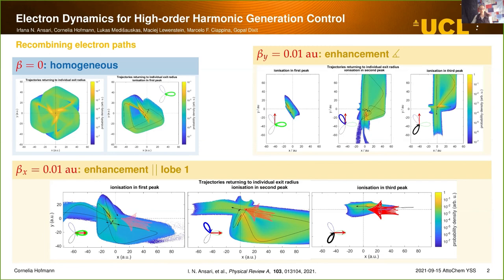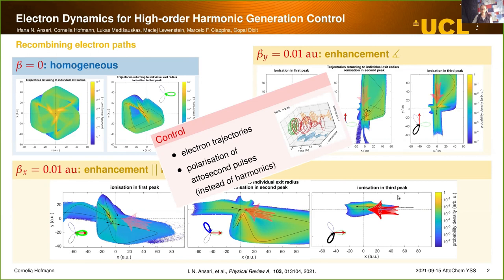Of course, this complicated dynamic also depends highly on the relative geometry of the enhancement and the driving field that we're choosing. So in the second example, the enhancement is not aligned with either one of the lobes, and the resulting trajectories obviously look vastly different.